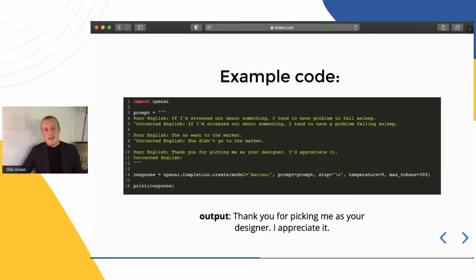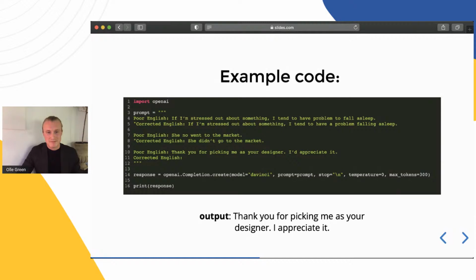So basically, as you can see, with 16 lines of code, we have created a grammar-correcting program that you can implement as a web app or whatever you like. So the sheer potential of so few lines of code is pretty impressive.